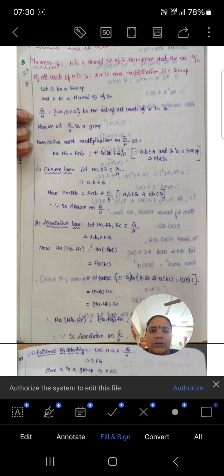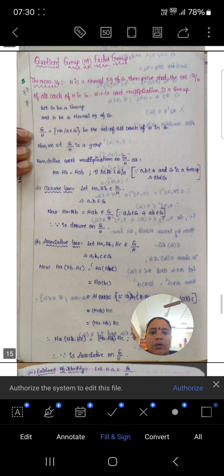Good morning to everyone. Today I am discussing the quotient group, or factor group. The statement of the theorem is: if H is a normal subgroup of G, then prove that G/H, the set of all cosets of H in G, with respect to coset multiplication is a group.